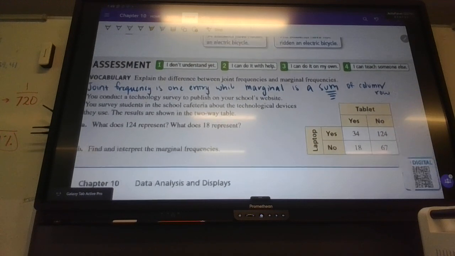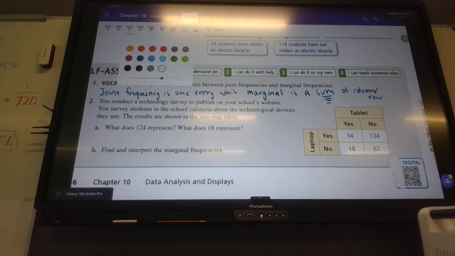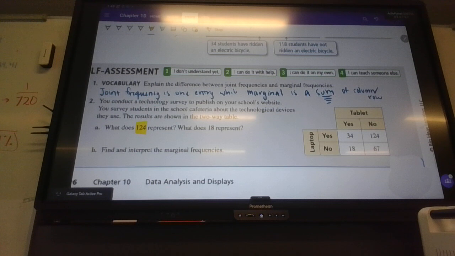Genevieve, we're on page 896. So what do we think the number 124 represents? Let's get a different person for each of these answers. 124. So how many are we going to have after this? Okay, look at this. 124 represents two things. The first thing it represents is the number of people who said they do not have a tablet.